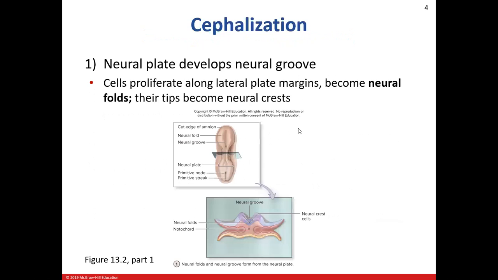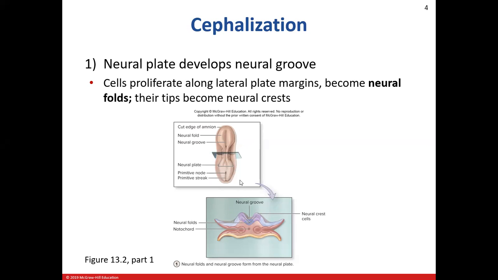So if we look at those phases from a graphical representation, you can see how we follow along in these 5 steps. Again, the first step is that the neural plate develops the neural groove. And the cells are going to proliferate along the lateral plate margins and become the neural folds. And their tips become the neural crest cells. You can see this graphic here, and essentially we're going to take a slice or a cut, and we're going to open that up so that you can now look down on that.